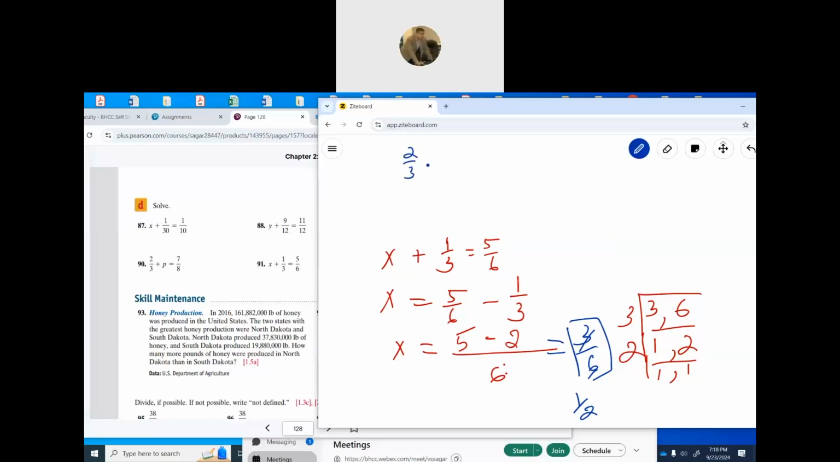So let's say 2 over 3 plus p is 7 over 8. So what I'm going to do is move 2/3 to the other side. 2/3 is positive here, the other side is going to be minus. So what's my LCD now? 8 or 3? Sorry, let's see.